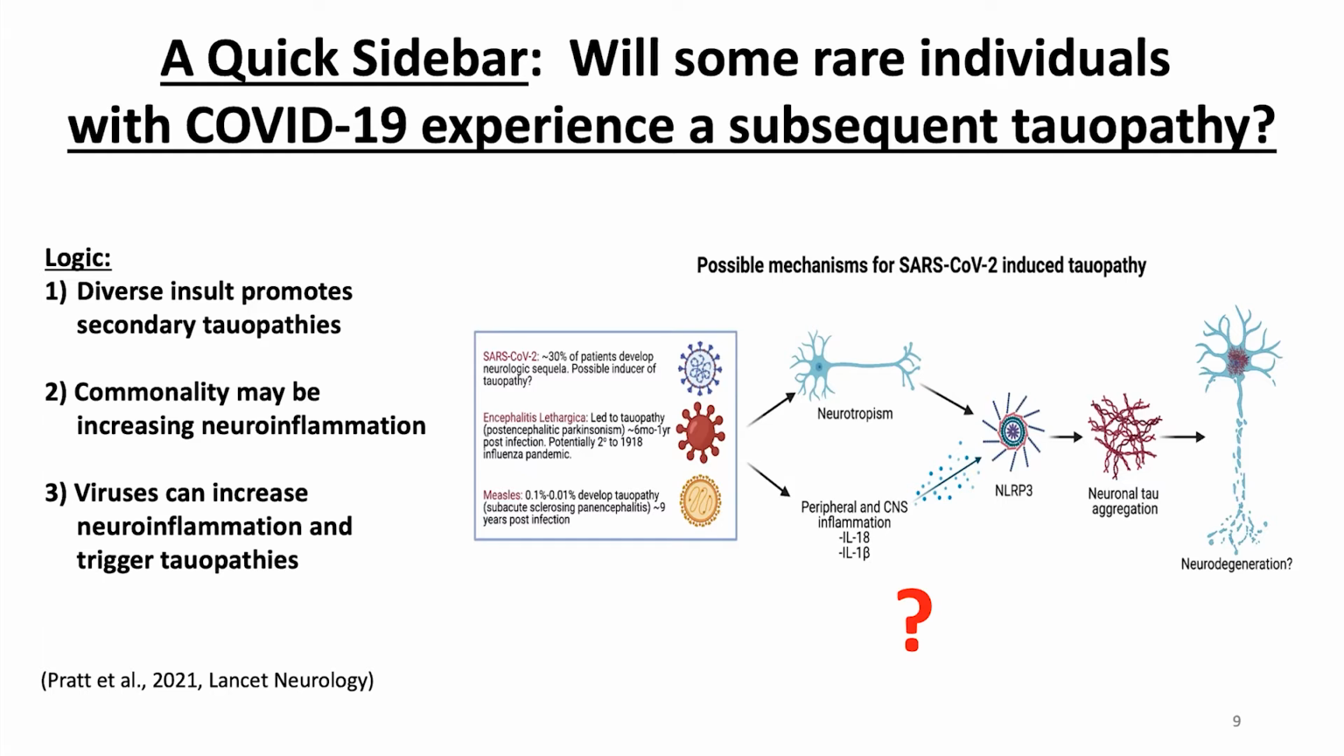There are programs being set up to look for this over the next 10 years. And the idea is that what's common about many of these things that trigger tauopathies is that they increase neuroinflammation, including viruses. So if you have lots of neuroinflammation, either due to repetitive head trauma or viral infection, that can start this process which leads to tau aggregation.